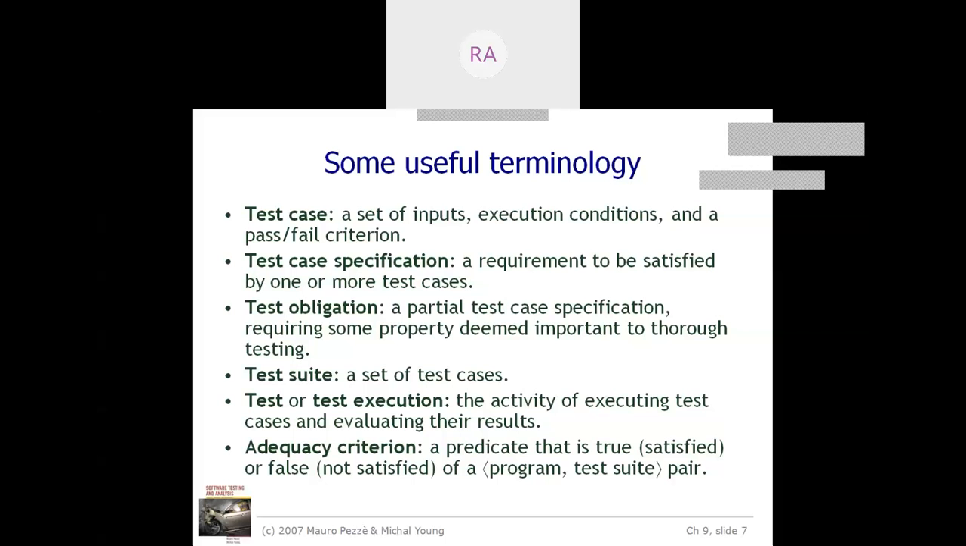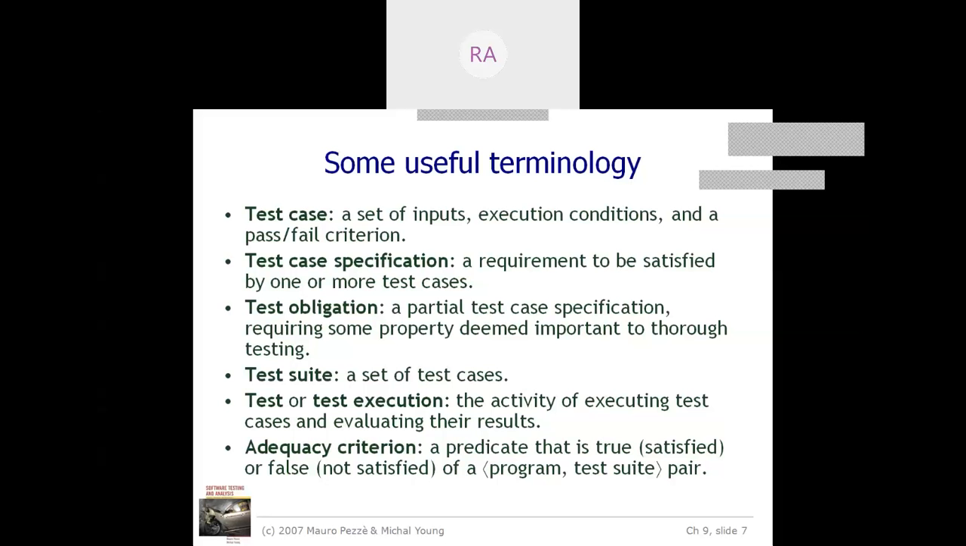Then I have something called a test suite, which is again a set of test cases. What do you mean by test execution? It is nothing but the activity of executing the test cases and evaluating the results so obtained. Please make sure that test execution can be manual or automated, but nowadays it is completely automated. The activity of executing the test cases, I call it test execution.